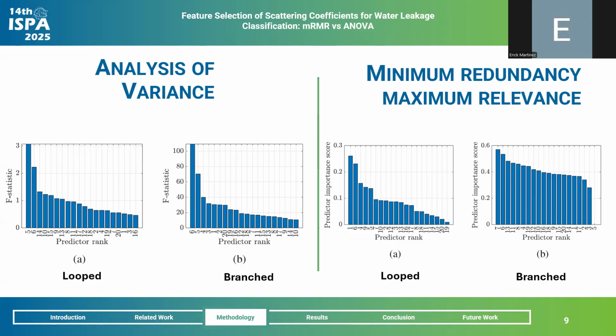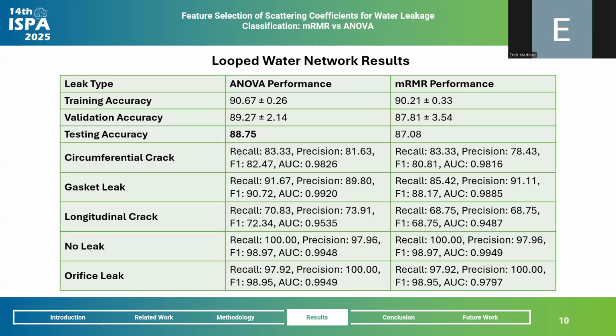As a first approach, what we decided to do was to reduce the number of scattering coefficients based on these two metrics to half. In this case, we reduced the number of features from 20 to 10 by selecting the ones with a higher score in each of the two methods. And we trained a support vector machine, and we obtained the following results.